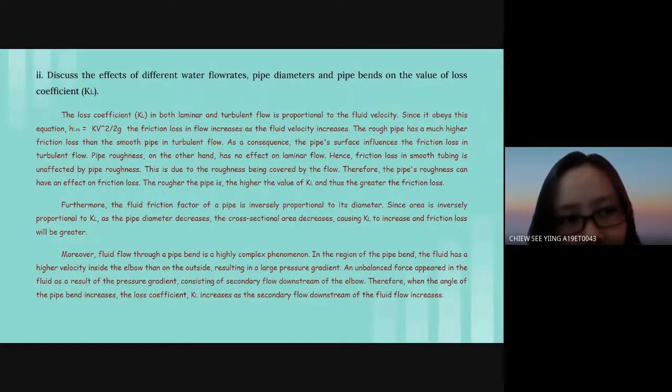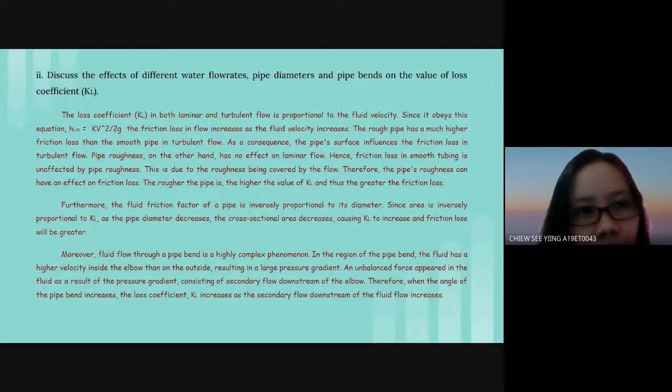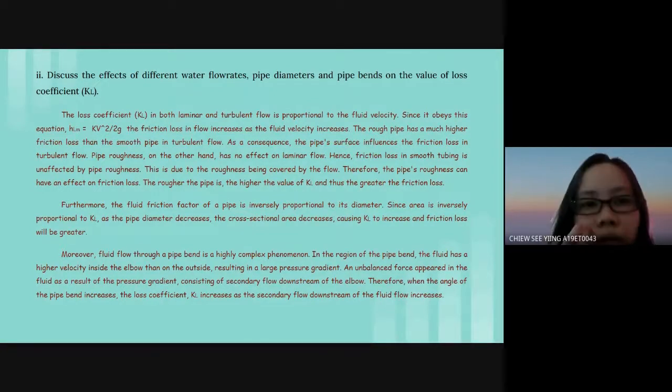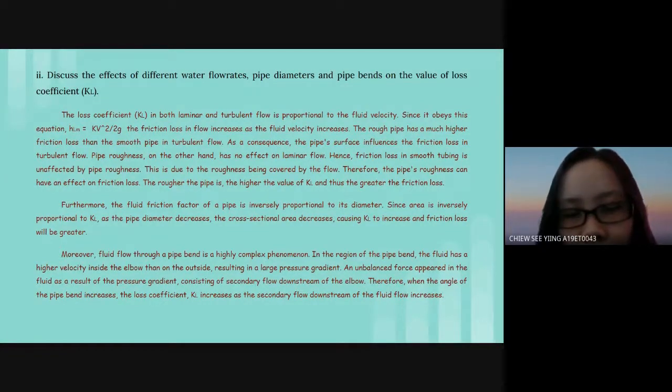I will continue our discussion on the effect of different water flow rates, pipe diameters, and pipe lengths on the value of the loss coefficient. The loss coefficient in both laminar and turbulent flow is proportional to the flow velocity, since it obeys this equation: minor head loss equals K v squared over 2g. The friction loss in flow increases as the flow velocity increases.